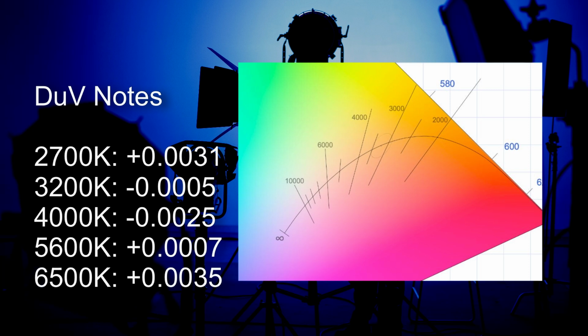At 4,000 Kelvin, the light is the furthest from the Planckian curve towards magenta that it gets, with a delta UV of minus 0.0025. Now that is roughly the equivalent of a 1/8 correction gel. At 5,600 Kelvin, it comes in with a delta UV of plus 0.0007, which places the light almost on the Planckian curve at this point. And at 6,500 Kelvin, it came in with a delta UV of plus 0.0035, which again makes the light green at this point to somewhere between the equivalent of a 1/8 and a 1/4 correction gel.